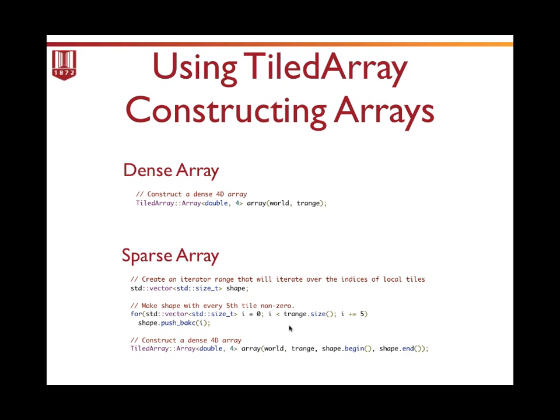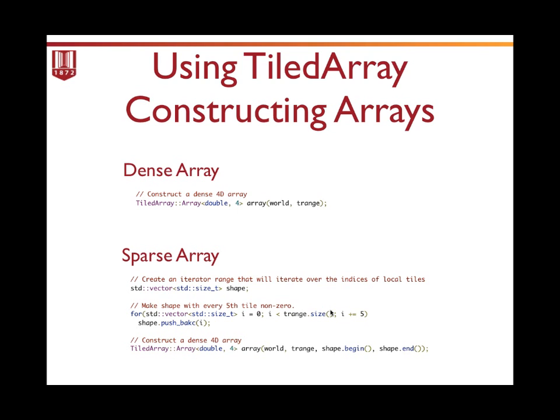Sparse arrays are constructed very similarly to dense arrays. The difference is that we have to supply a shape object, or a list of tiles that are going to be present or non-zero in our array. So in this example, I'm constructing a shape where every 5th tile is non-zero. You don't have to actually construct or list every single tile that's going to be present for your array on every single node. Instead, you can compute just a subset of the range, or of the shape, excuse me.